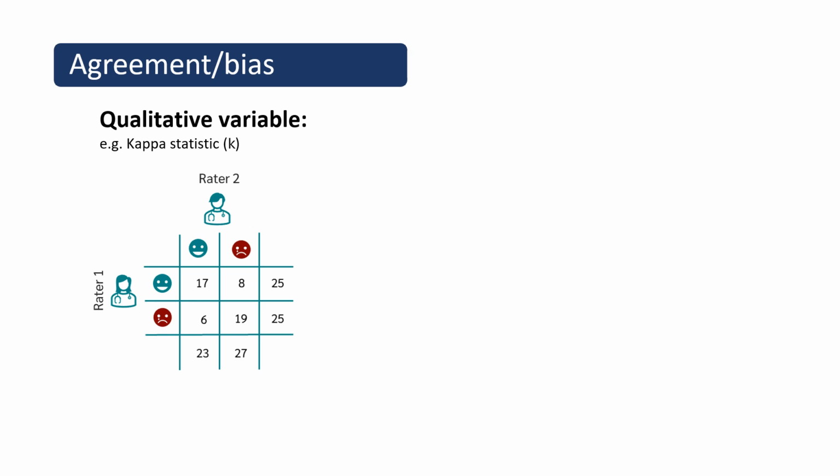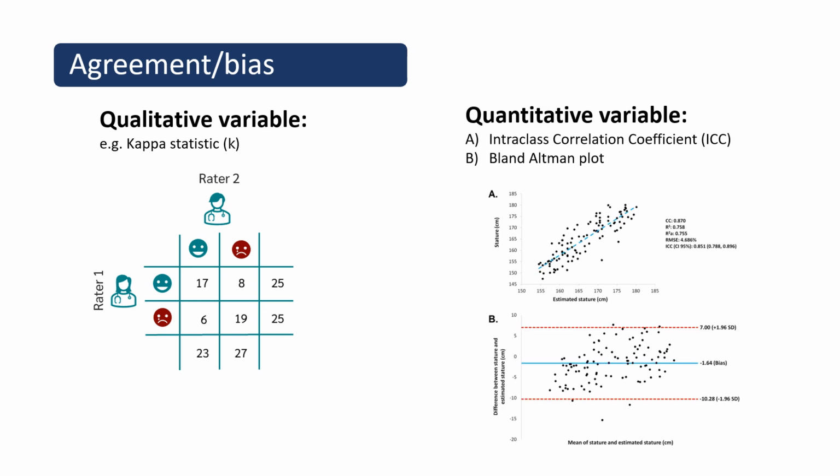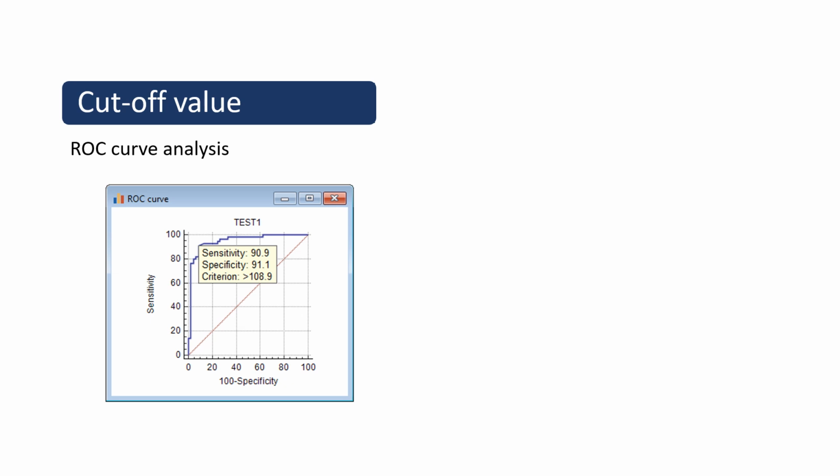To prove that our new method is accurate, we need to prove that it agrees with a standard method. And this agreement can be documented using the so-called kappa statistic if the variable is a qualitative variable. If it's a quantitative variable, then we can use the intraclass correlation coefficient. And the bias between our method and the standard method can be highlighted using the Bland-Altman plot. To identify a cutoff value, ROC curve analysis is most commonly used.